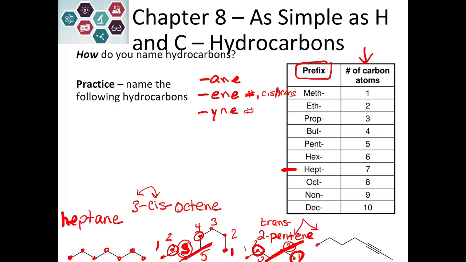Triple bond, we've got 1, 2, 3, 4, 5, 6, 7. So again, it's a hept. This time it's going to be Y-N-E because we have a triple bond. Again, we need a number, so I can give it a 2 is the lowest number. And triple bonds do not have cis or trans, that's only double bonds. So 2-heptyne is the final answer.